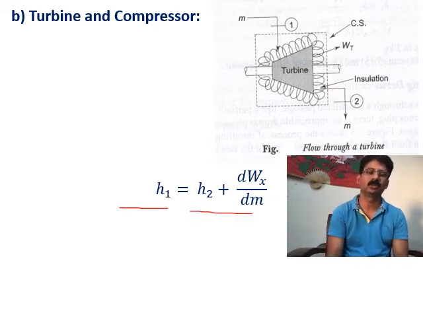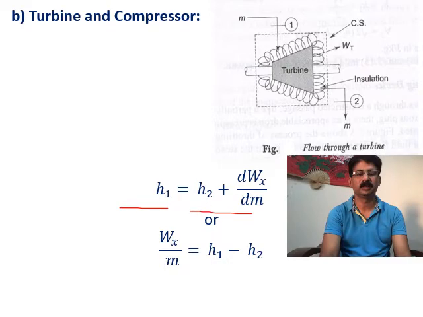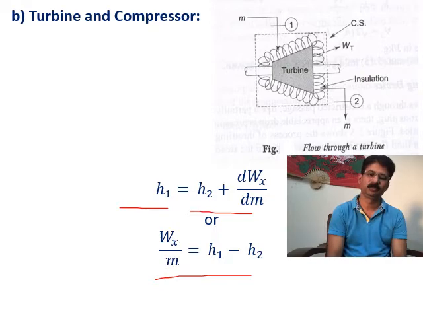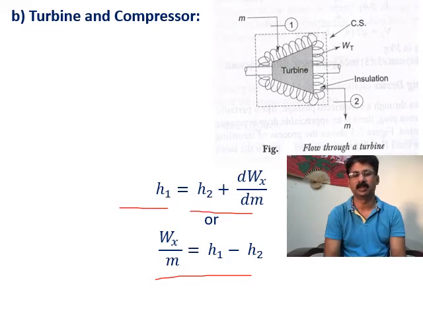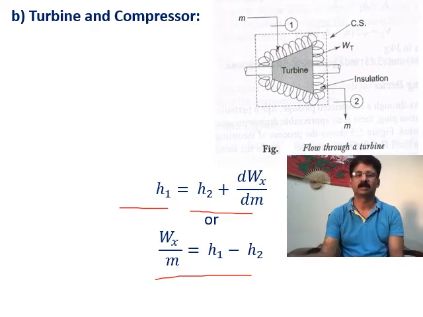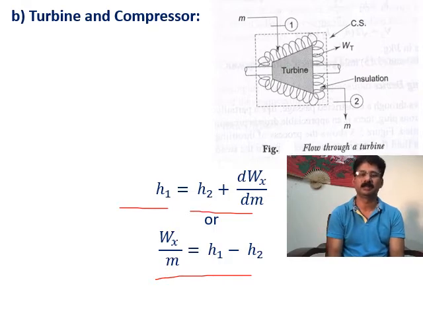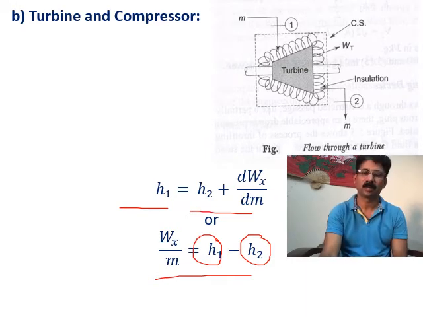So h1 is equal to h2 plus dWx by dm, or work Wx by m, anything you can write. So it is nothing but the difference in enthalpy. The work done by a turbine is always the difference of the enthalpy between the inlet and the outlet. When the fluid is entering the turbine, its enthalpy is more, part of this energy is converted into work, and the energy leaving the system is less, so h2 is less than h1 always. Energy content at the inlet is more, outlet is less, and the difference in enthalpy is converted into work in case of a turbine.